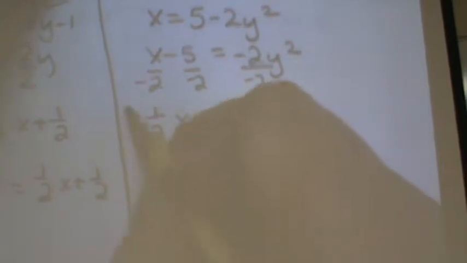Then you're going to take the square root of both sides, and that's where you have your plus or minus the square root of negative 1/2 x plus 5/2 is equal to y. Another reason why its inverse is not a function, see, this is not unique. There's two y values for the x, so it's not a function. So you do not write f negative 1 of x.